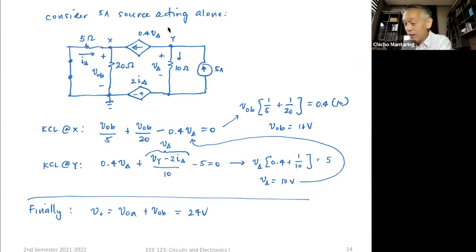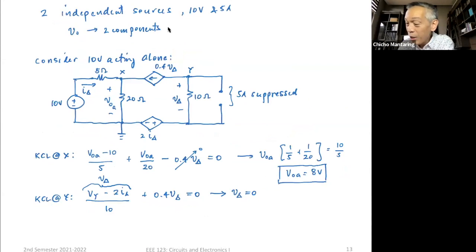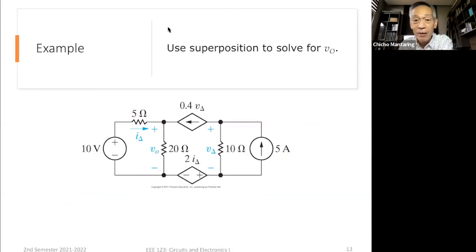Any questions? So the key here is this: when you use the principle of superposition, you make each independent source act alone. The dependent sources, you cannot make them act alone because they are dependent on other sources. So it is the independent sources that you act alone. I see this very often, a common mistake of students. They think that there are 4 sources here and they make each source act alone, which is wrong. It is each independent source acting alone.